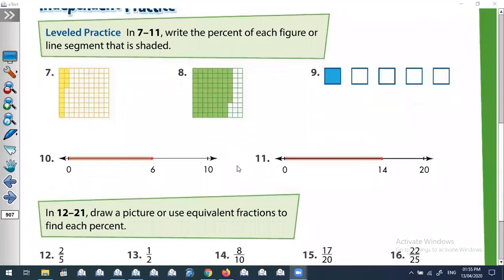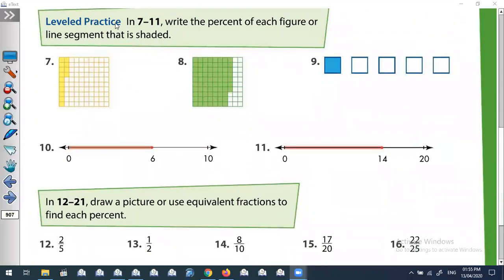Number 10. Here the shaded is 6, from 0 to 6. So it will be 6 over the total from 0 to 10, over 10. I need to change 10 into 100 to make percent, times 10 and also times 10. To convert 10 into 100, multiply by 10. 6 by 10 is 60, and write percent direct, no problem.